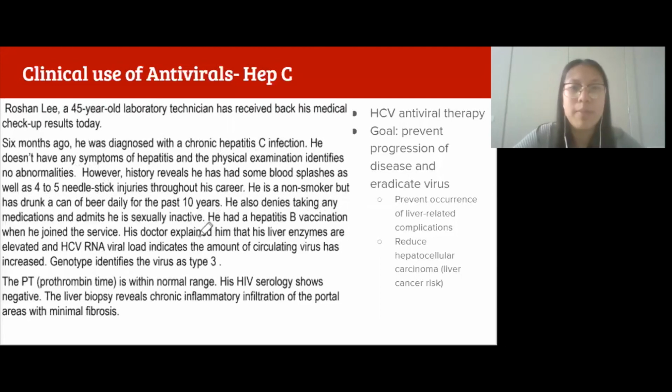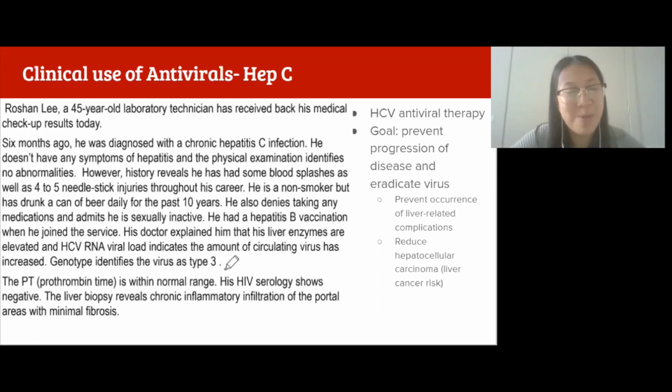Non-smoker, drinks beer, medications, sexually inactive. He has had a Hep B vaccination. Liver enzymes are elevated. HCV RNA viral load indicates the amount of circulating virus has increased. Genotype identifies it as type 3. It's giving you a bunch of information here.